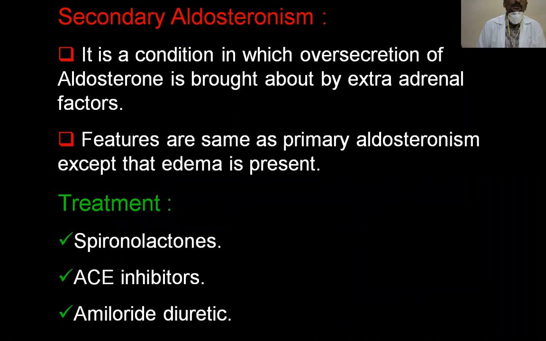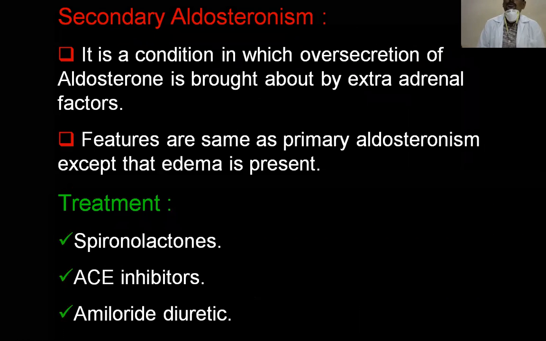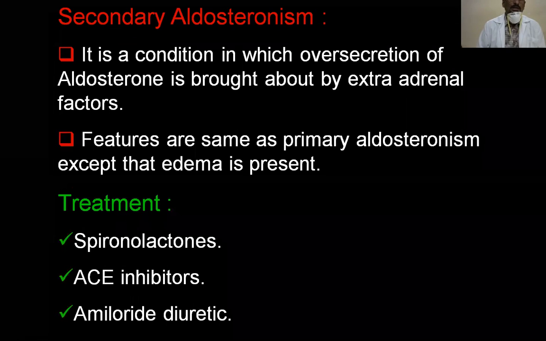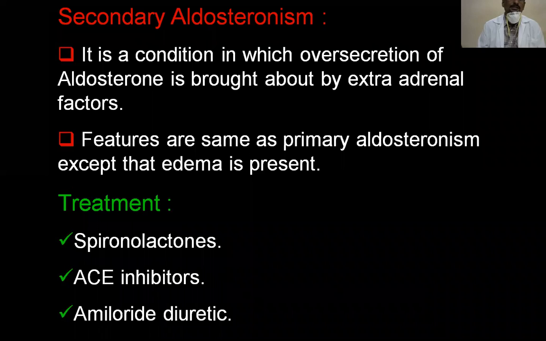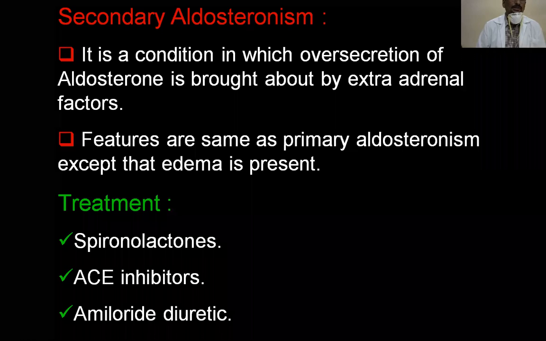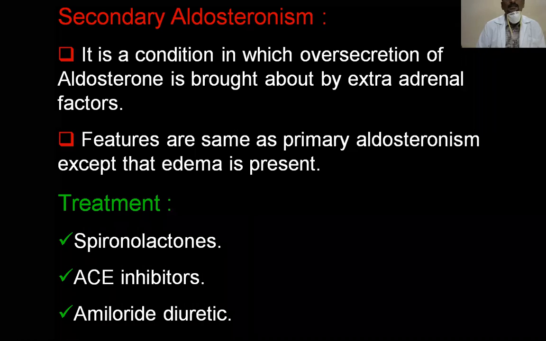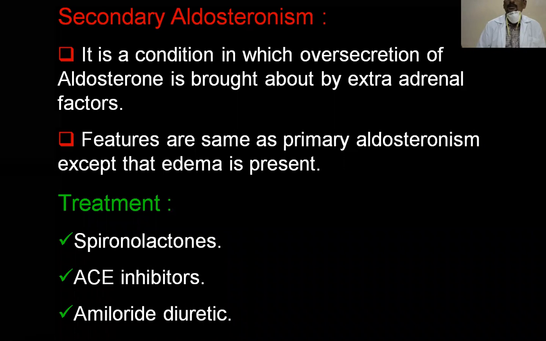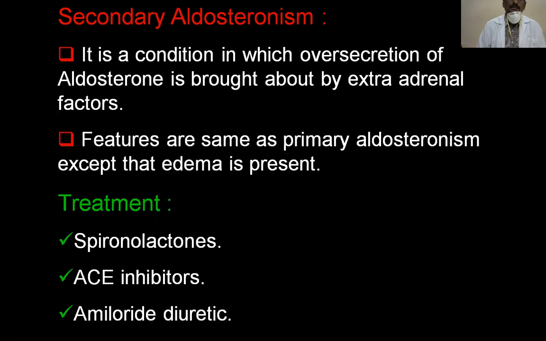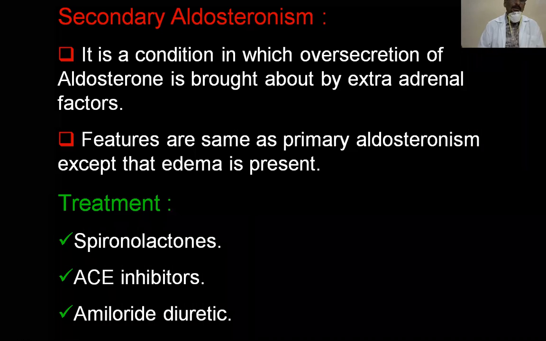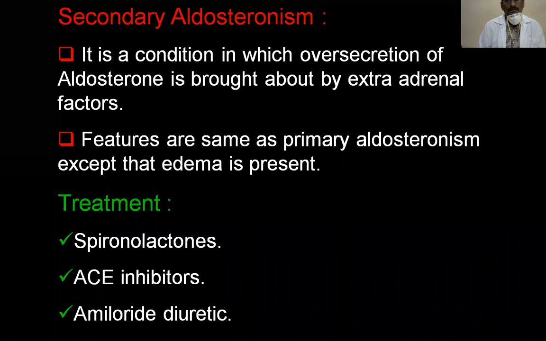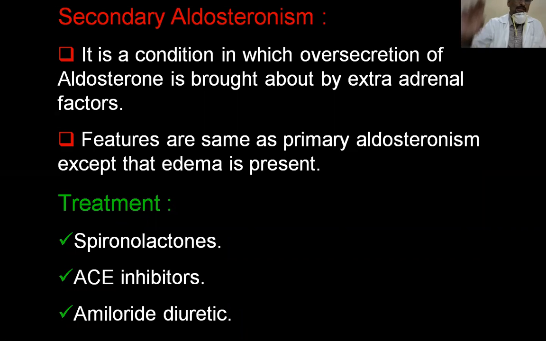In secondary aldosteronism, there is an increased level of aldosterone hormone, but the primary cause is not the adrenal cortex alone; it is due to extra-adrenal factors elsewhere. Again, the features remain the same, except here there will be edema. The patient will be edematous, but the cause is not an adenoma of the adrenal cortex. Of course, it can be treated using certain diuretics like spironolactone.